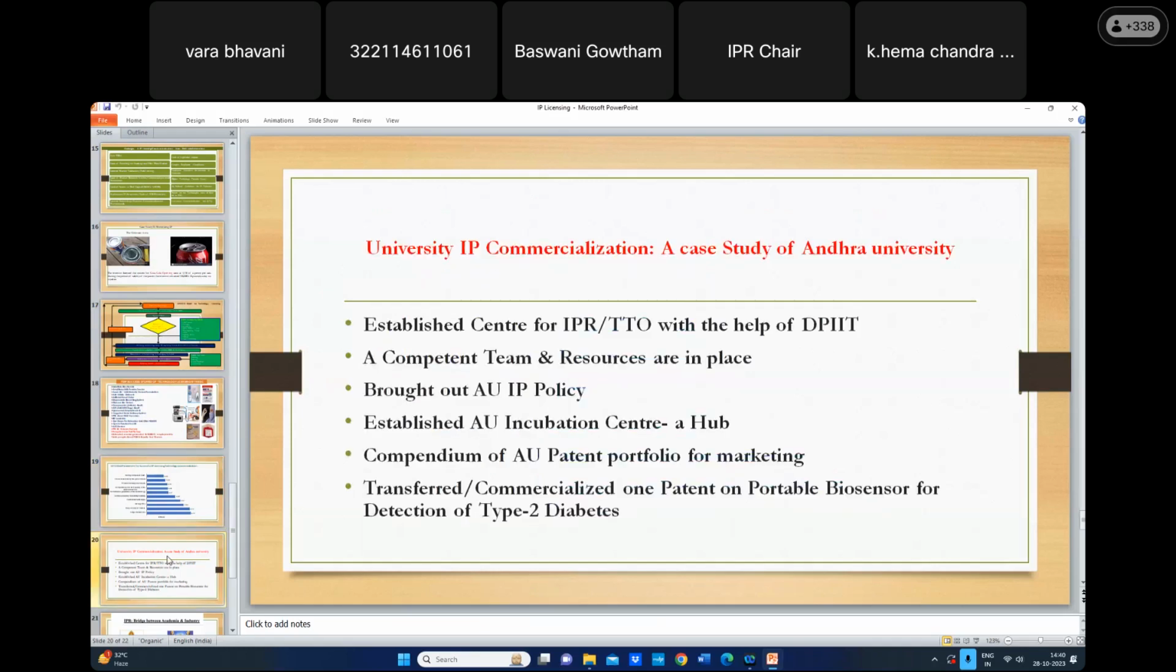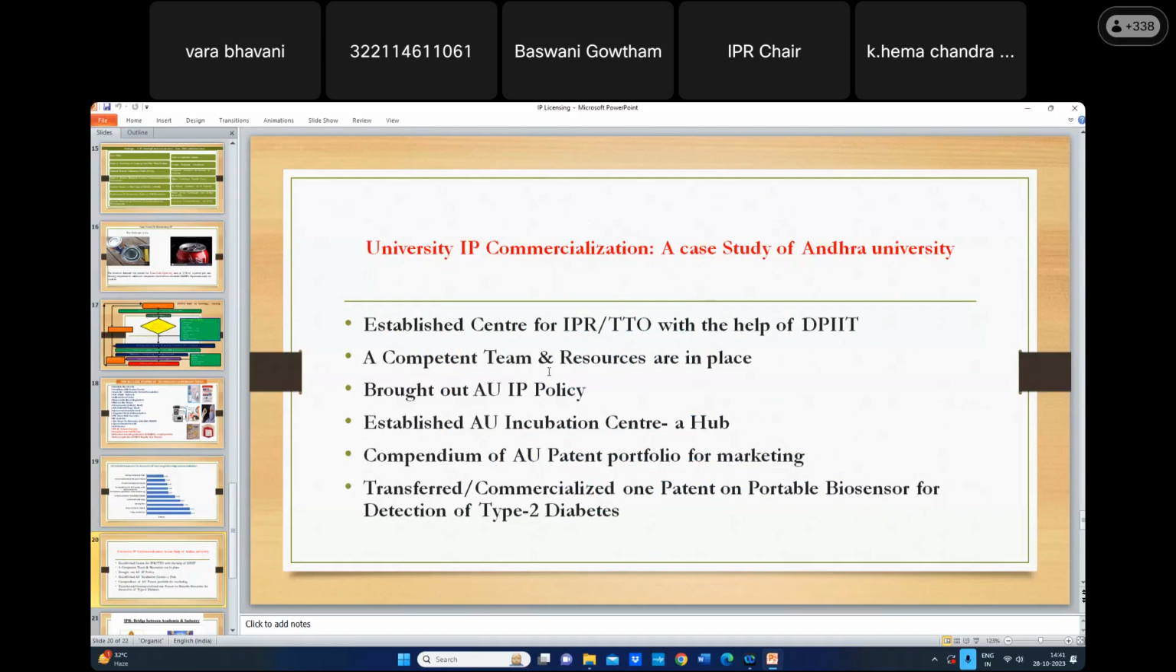So Andhra University, as an example, we always give. We started IP licensing and IP commercialization, paving the way for achieving greater success in this space of IP creation, IP protection, and IP commercialization. Andhra University established the Center for IPR or TTO with the help of the Government of India in the year 2020-21.